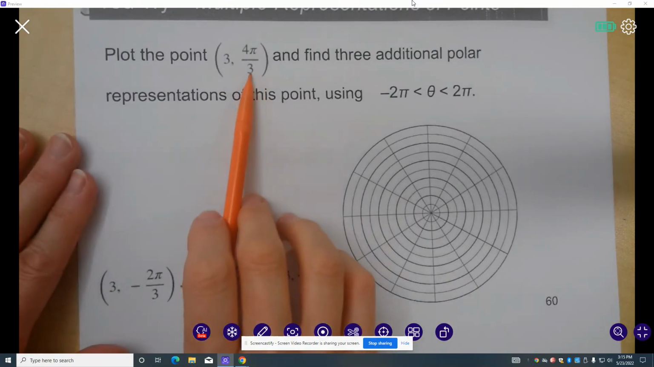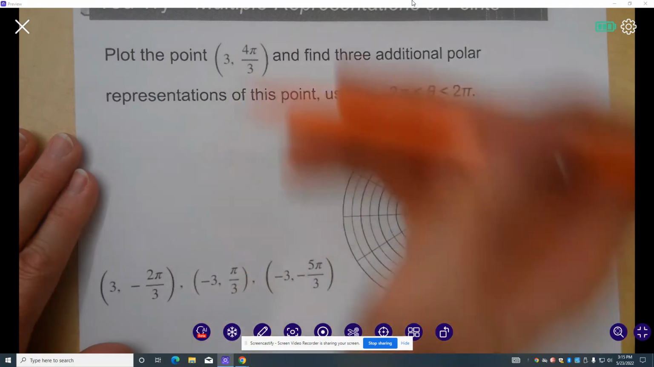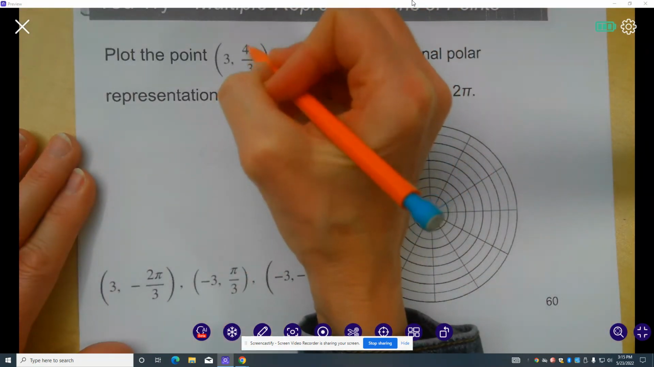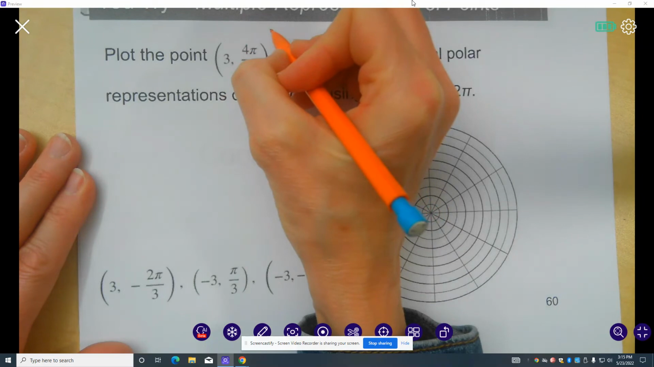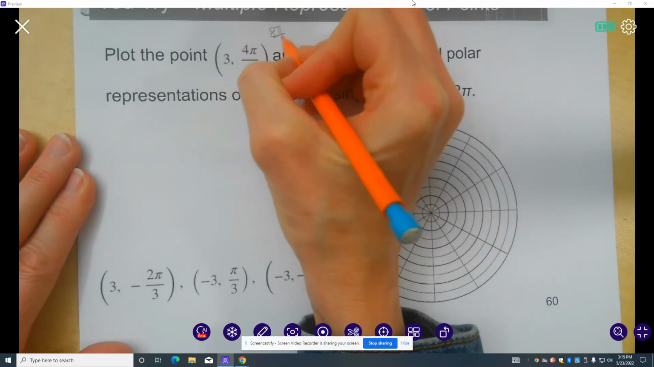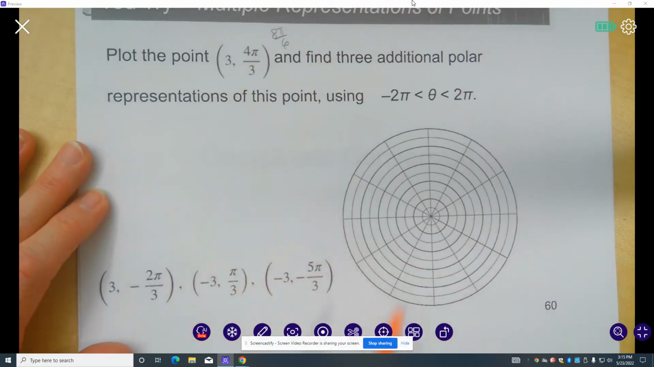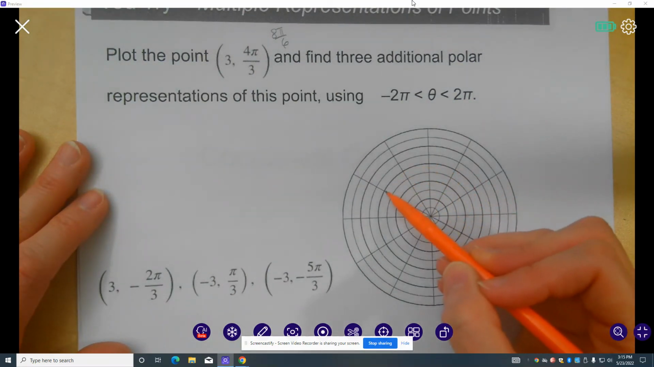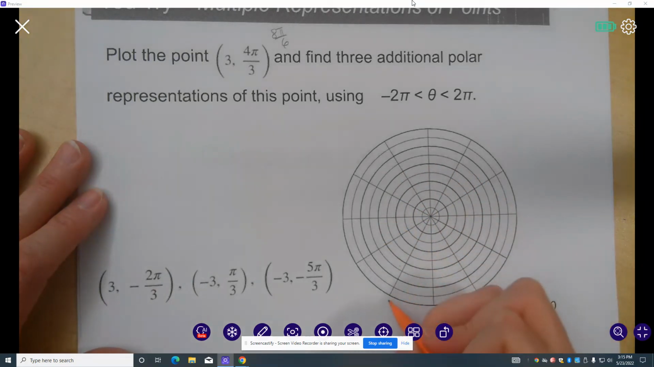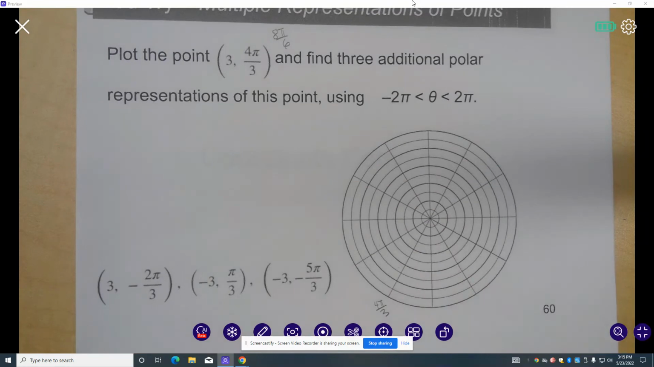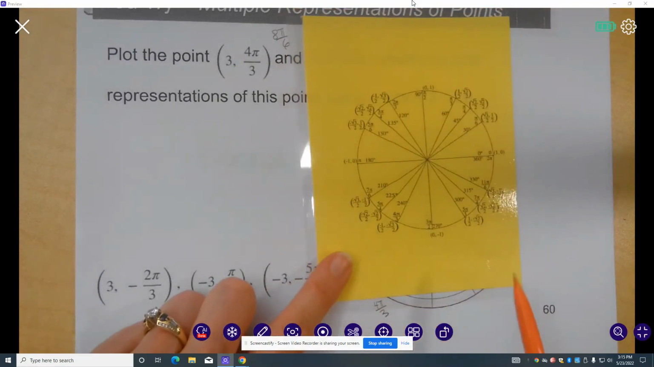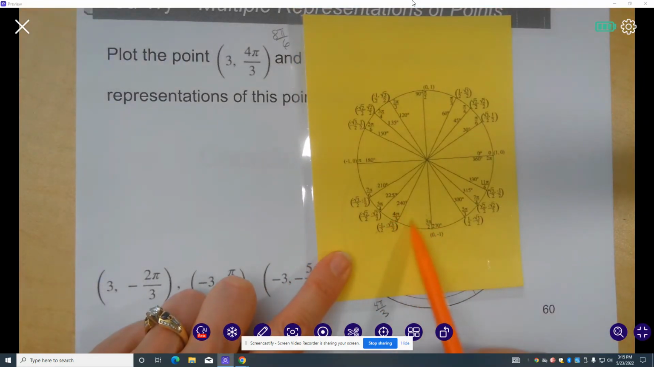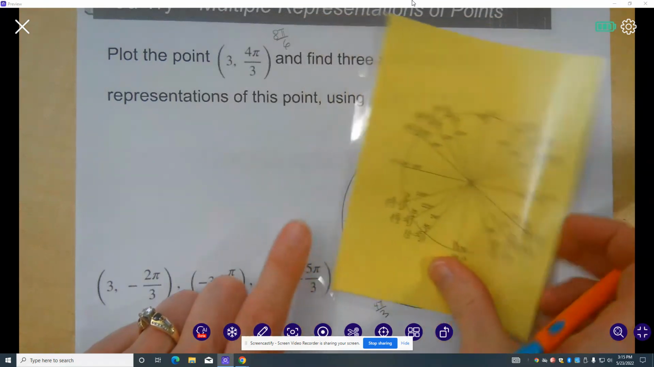All right, so 4 pi over 3 is the same as, multiplying the top and bottom by 2, 8 pi over 6. So if you forgot where 4 pi over 3 is on the unit circle, it's 8 pi over 6. So 1, 2, 3, 4, 5, 6, 7, 8. So it's right here. So this is 4 pi over 3. And if you forgot some of your unit circle stuff, you need to refresh your memory on that.